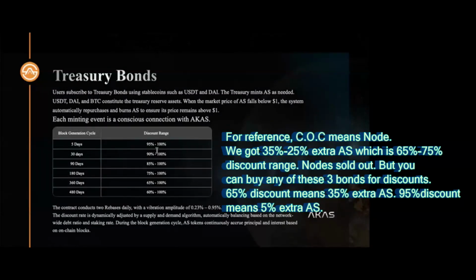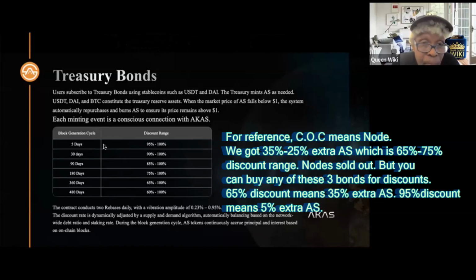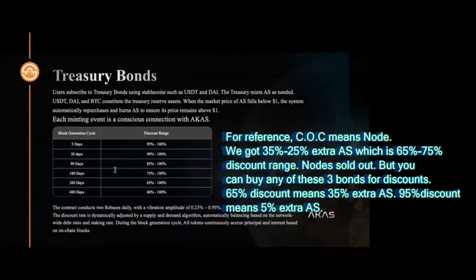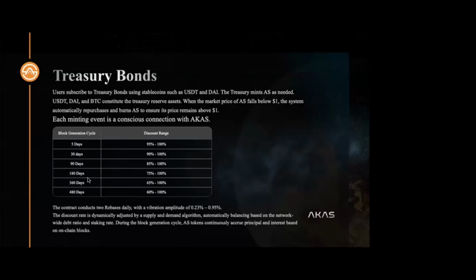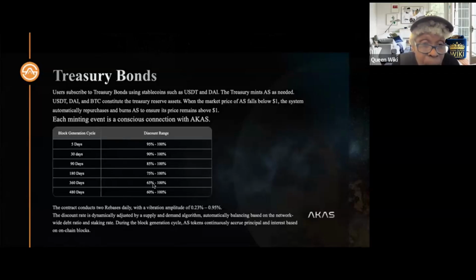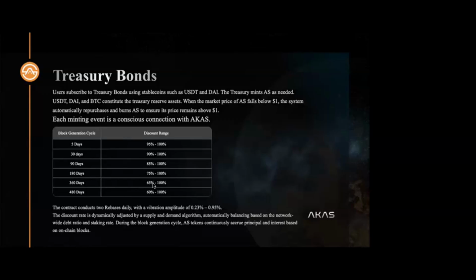This is for the treasury bond. For all these bonds, they are entitled to the rebase reward as well. So you buy the bonds. For example, if we buy the bonds for 360 days and we get a 10% discount, the total amount will be 11,000. So for 11,000, it will be converted to the AS token.